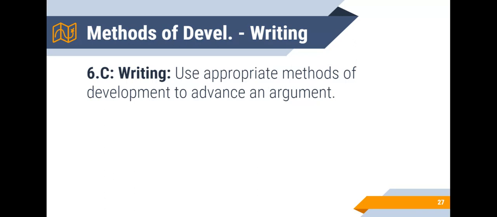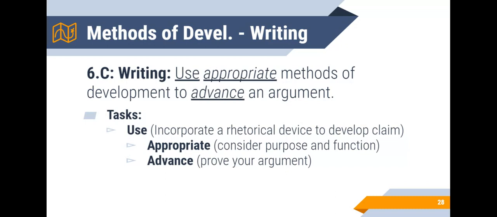And this one for methods of development is incredibly short but incredibly loaded. It says, use appropriate methods of development to advance an argument. It's almost as if the College Board wants to keep this as open-ended as possible and not pigeonhole you in your writing. And that is actually what I think is happening here. The word use means to incorporate a detail, a rhetorical device to develop a claim. That's what the usage is here.